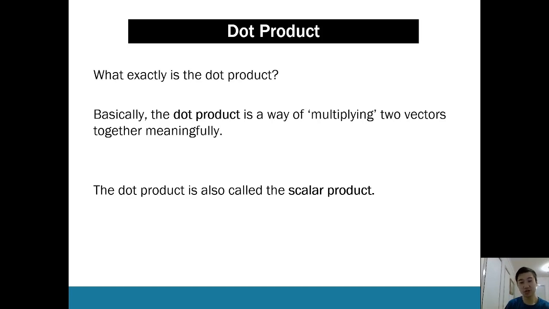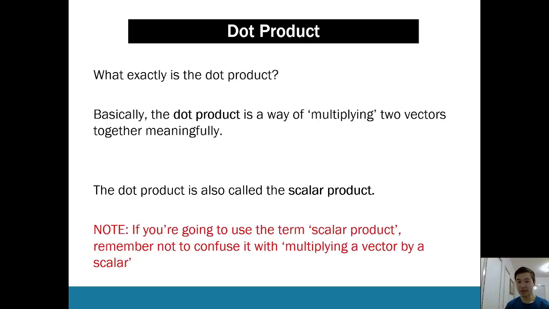So now let's talk about the dot product. The dot product is a meaningful way of multiplying two vectors together. Another word for the dot product is the scalar product. It's called the scalar product because when you do the dot product, you just end up with a number. It just gives you a scalar.